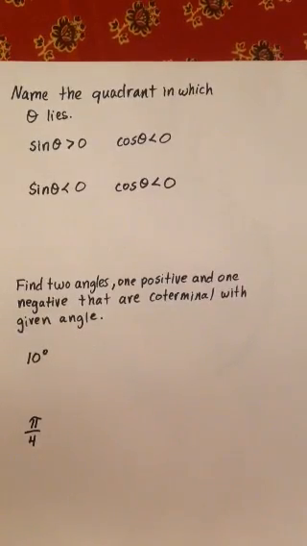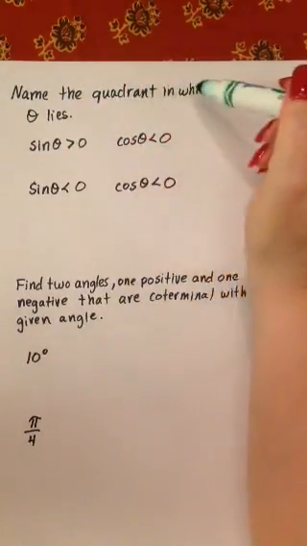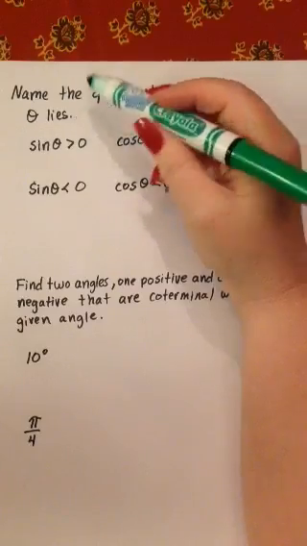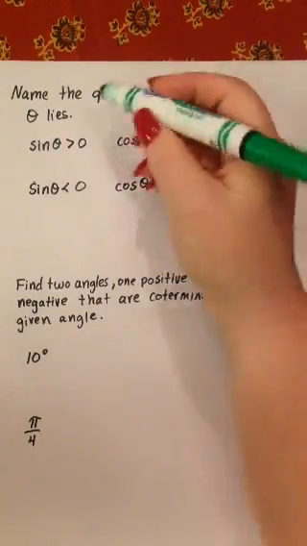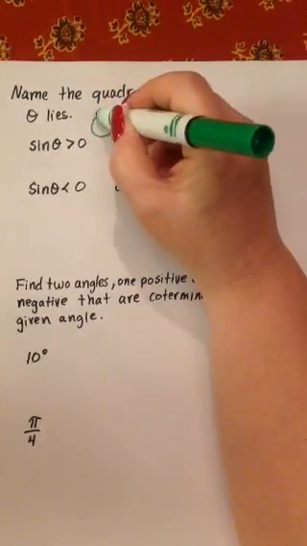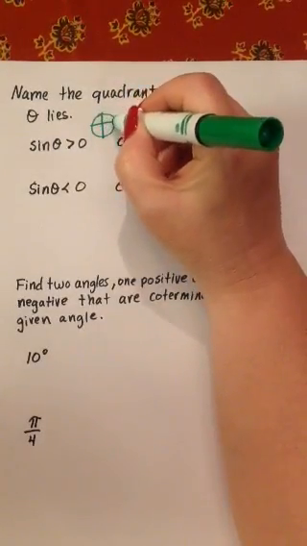Alright, in this video we are going to talk about name that quadrant. Firstly, up here it says name the quadrant in which theta lies. So remember sine is like y and cosine is like x. Okay, so let's draw my circle real fast.